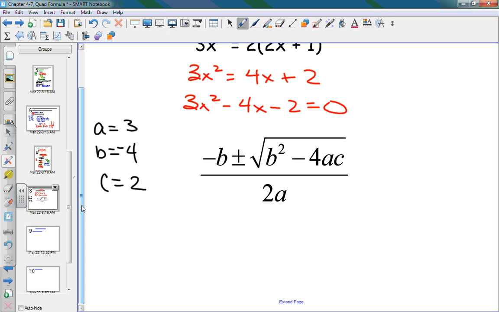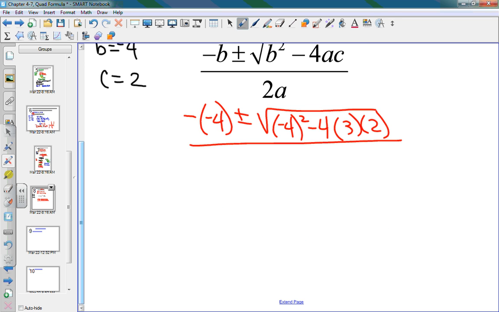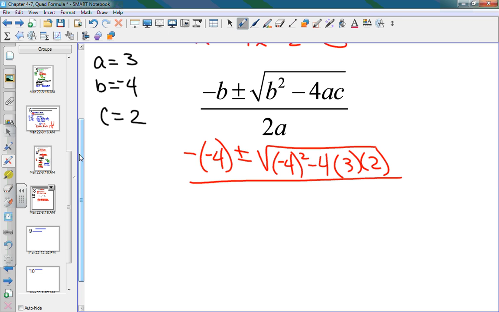B is going to be negative 4, so I have a negative times a negative 4. Make sure you do not drop that, so that you understand that it's there. Negative 4 is going to be b. I'm going to square that. Minus 4. A is 3, and c is negative 2. All over 2 times a, which is going to be 3.